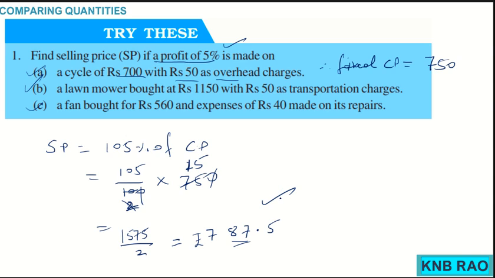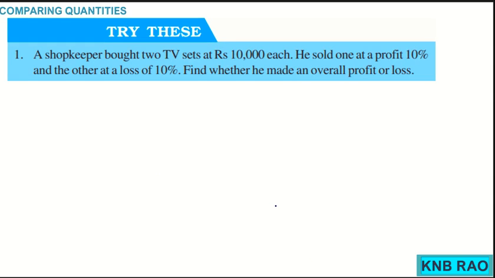You can take a screenshot and solve it on your own. Now I am giving you another homework for you. Here is another Try This. A shopkeeper bought 2 TV sets at 10,000 each. He sold one at a profit of 10% and other at a loss of 10%. Find whether he made an overall profit or loss. Very important question, superb question, simple question. In fact this comes many a times in many of the entrance exams.